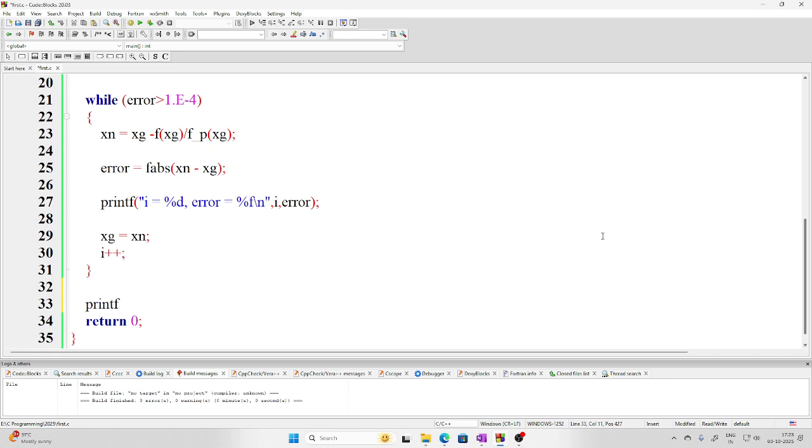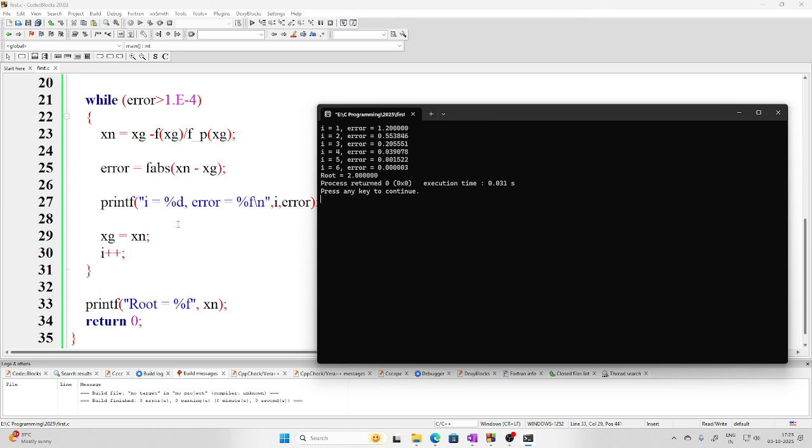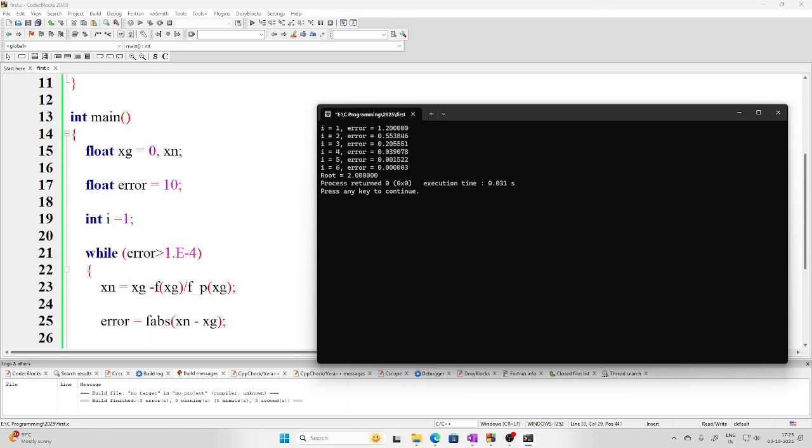So printf percentage f, root is, and that is nothing but your x new. So if you run this, the root is coming out to be 2. This is what we expected because the initial guess was close to 0.